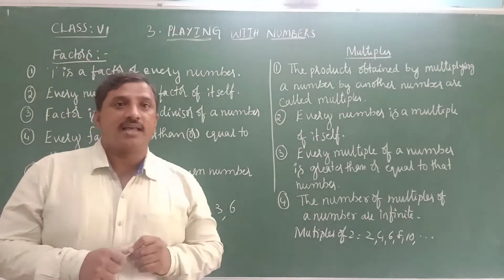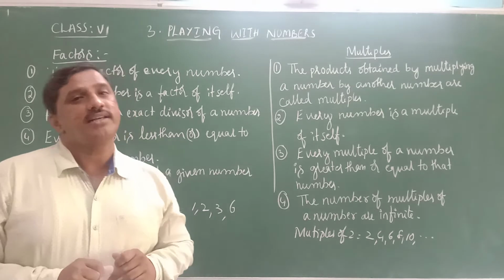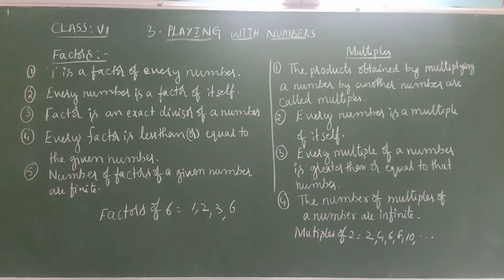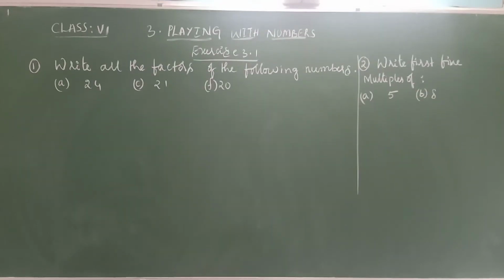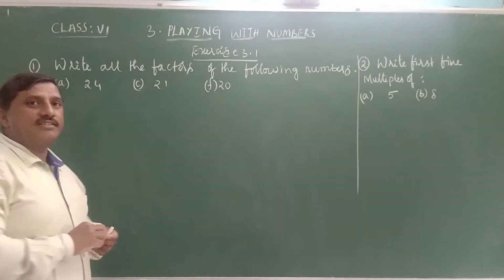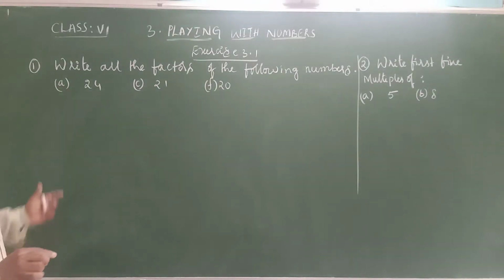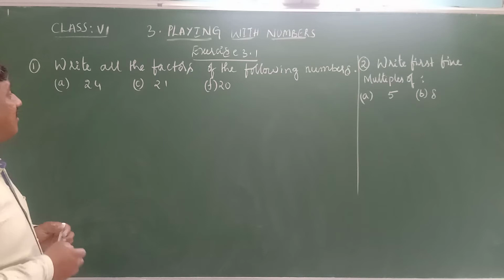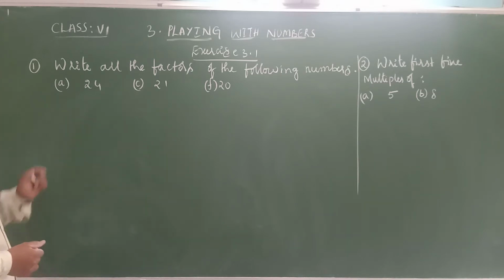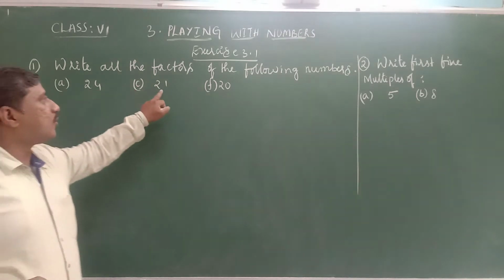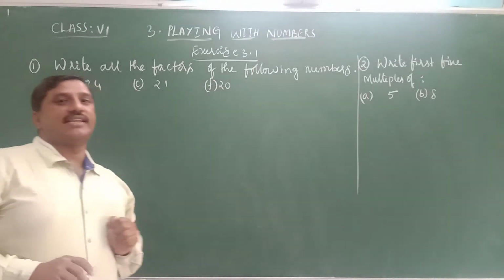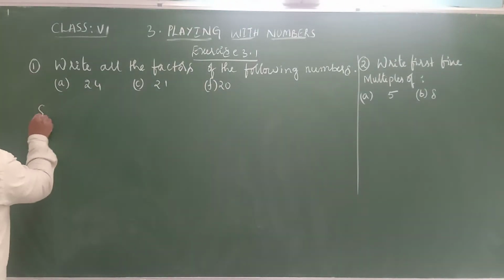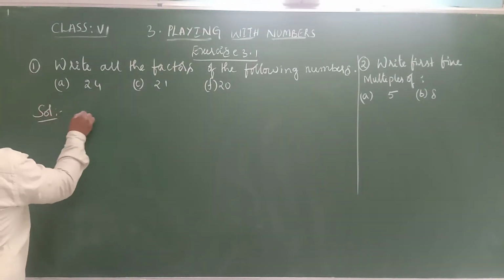Now we will discuss exercise number 3.1. Write all the factors of the following numbers: 24, 21 and 20.